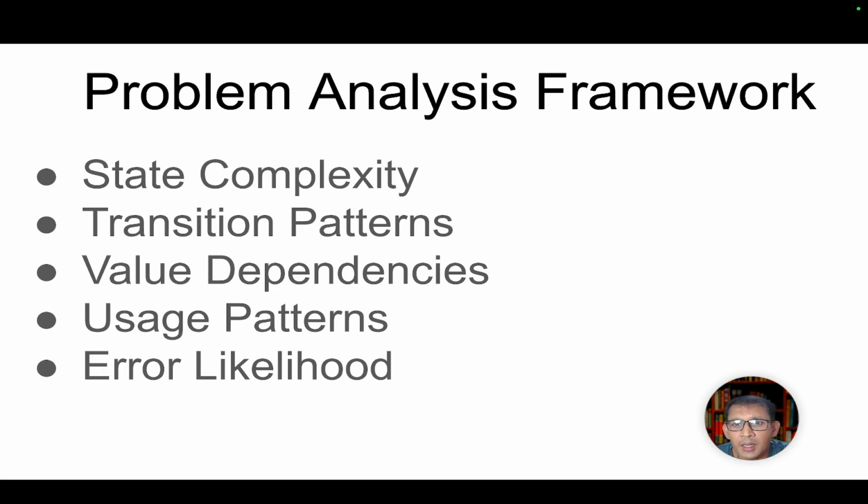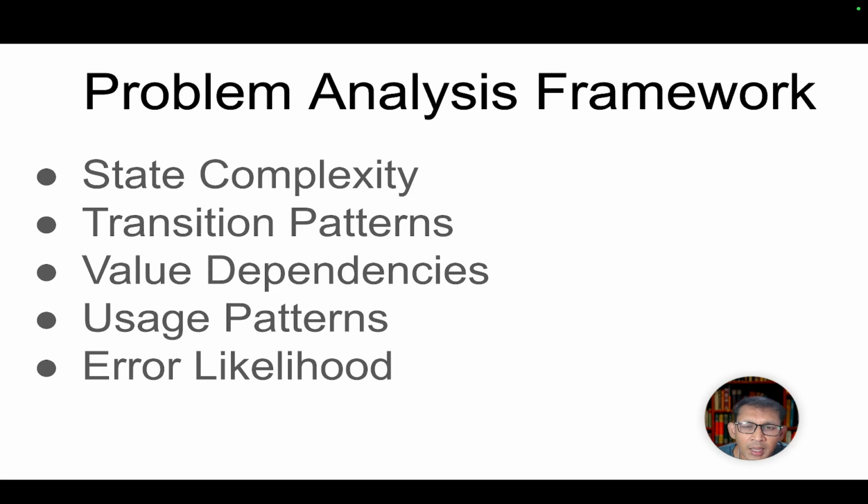Transition patterns. Are your transitions linear, like A to B to C, or do they form a complex graph with cycles and branches? Linear patterns suit fluent interfaces and stage builders. Complex graphs need phantom types or session types. Value dependencies. Does your protocol constraint depend on runtime values or just on which methods have been called? Pure state based protocols work with the first three techniques. Value dependent protocols require refinement types.